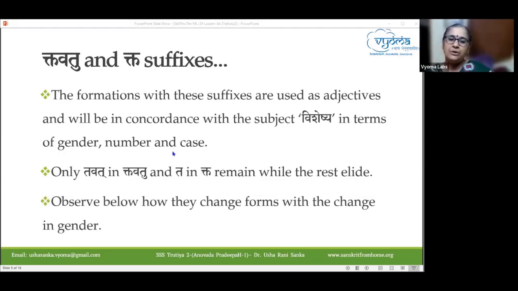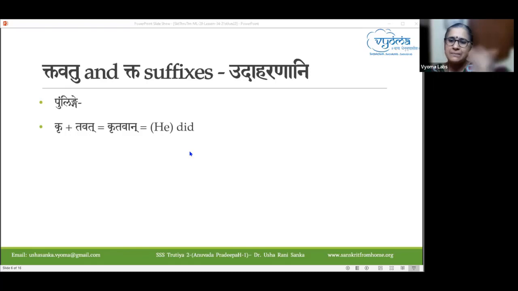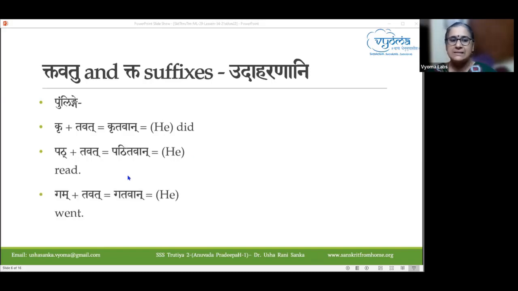Observe below how they change forms with the change in gender. In the masculine, kr dhatu plus tavat becomes kritavan. You go by the ta form in the karmani, which gives the karmani sense, but this gives the kartari sense. That's the only difference. Pat plus tavat gives patitavan, because idagama is coming. Gam plus tavat gives gatavan, where the ma disappears. Some structural specialities we already discussed in the last class.